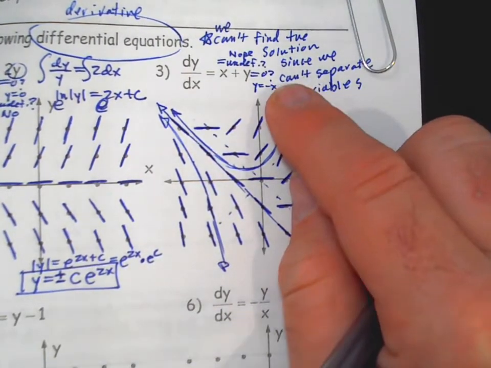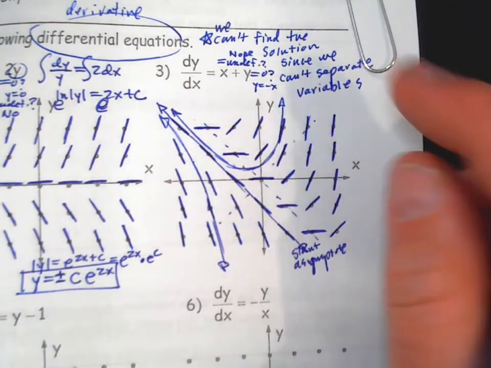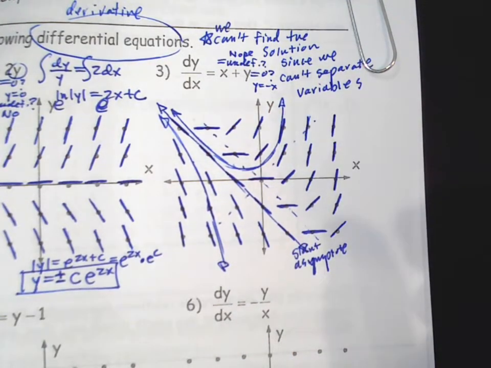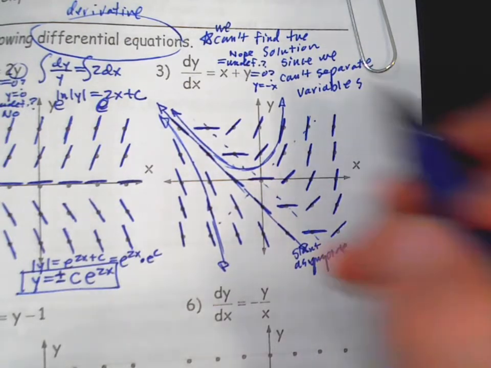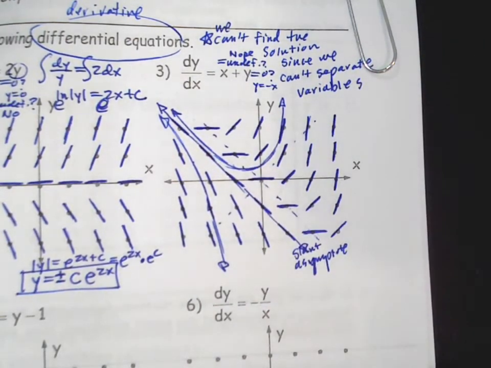Can we separate the variables here? You just can't do it. It only can involve multiplication or division to get the x's and y's and dy's, dx's. That plus right there is going to cause problems.